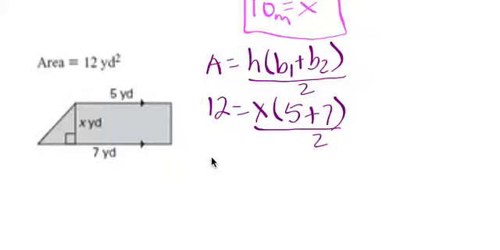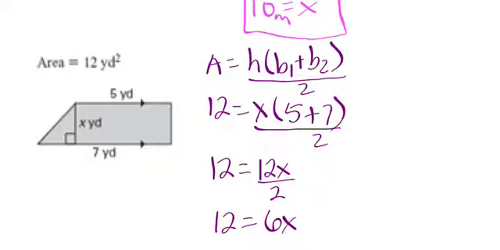So I'm going to simplify this. The left side's still 12. The right side, 5 plus 7 is 12, so the top's 12x divided by 2. 12 can divide by 2 on the right side here, which would give me 12 equals 6 times x. And then we need to divide both sides by 6. Dividing both sides by 6 gives me 2 equals x. So x is 2 yards.